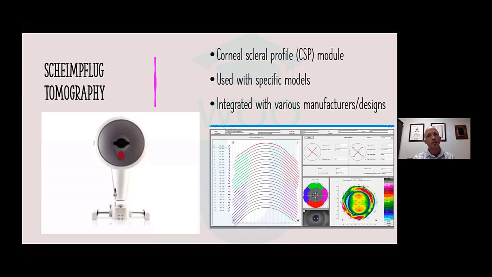Again, not all models of Pentacam have this capability, but the ones that do, you basically use this corneal scleral profile module, CSP. And with that, after the measurement, you can use the software to assess, again, the entire anterior ocular surface of the eye, sagittal height data, scleral toricity, and again, the ability to use these measurements for more customized lens designs from various manufacturers.